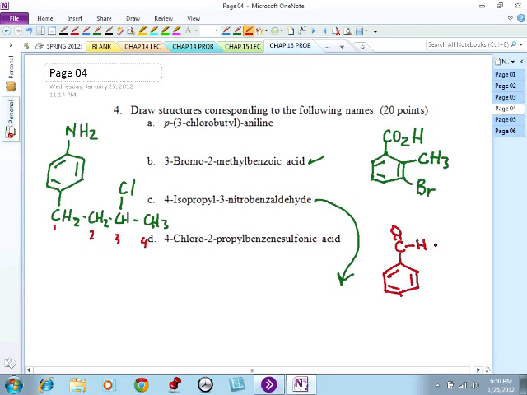That's benzaldehyde. And then we have 4-isopropyl, so we have the isopropyl in the 4th position. Okay, then we have 3-nitro. So all of these should be fairly simple to each one of you, right? Okay, now let's do the last one here.